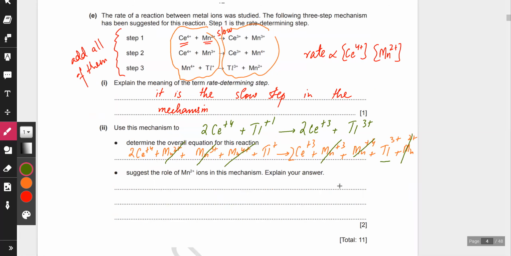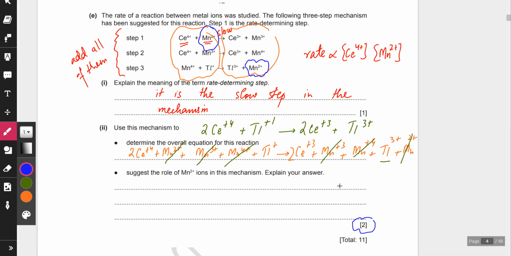Now, suggest the role of Mn2+ ions in this mechanism. Mn2+, remember, was added at the very beginning of the reaction. You can see Mn2+ added in the beginning of the reaction, and right at the end, Mn2+ is being produced again. So what is that thing that remains completely unchanged? Catalyst. So it's a catalyst, okay? And what type of catalyst? Because you've given 3 lines.